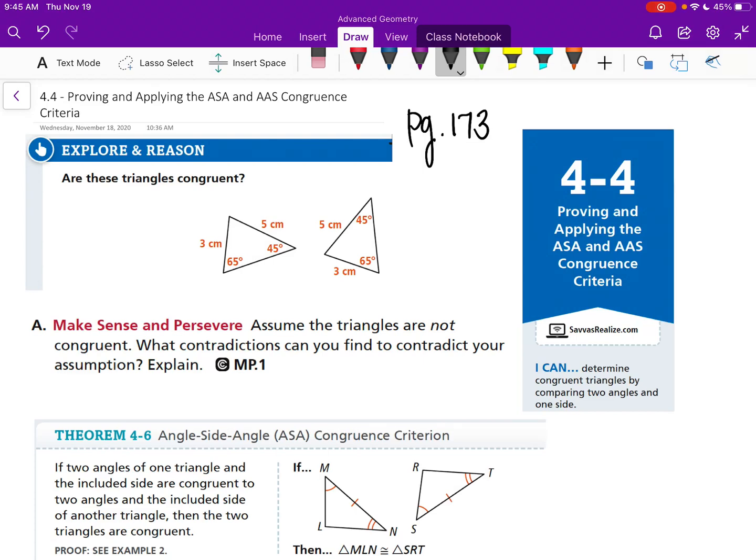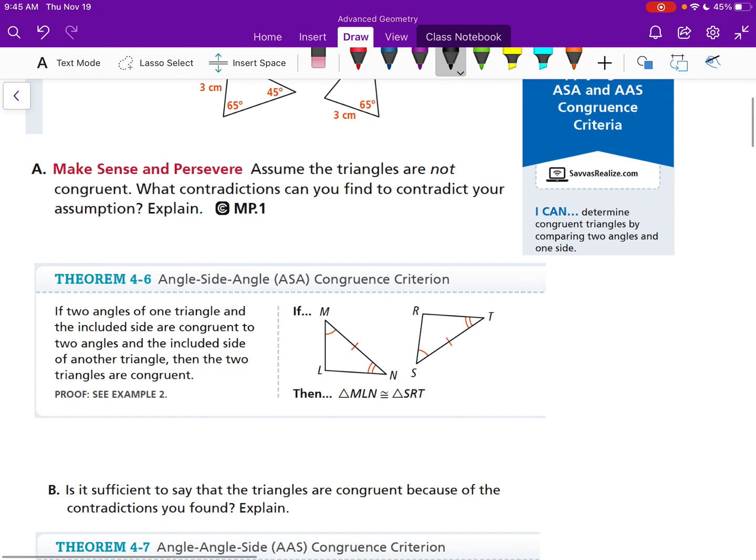Section 4.4 starts on page 173, and it is another part of congruence criteria for triangles. It is two more additional theorems that we can use to prove that triangles are congruent. So let's jump into it. On page 173, take notes of these two theorems.